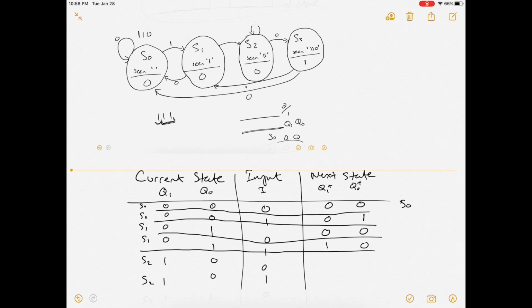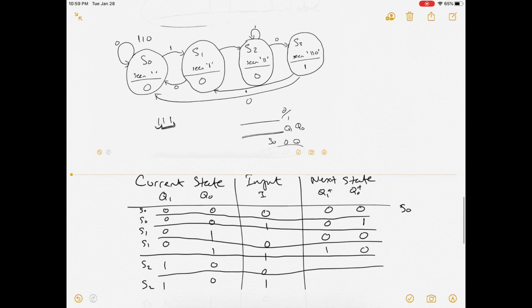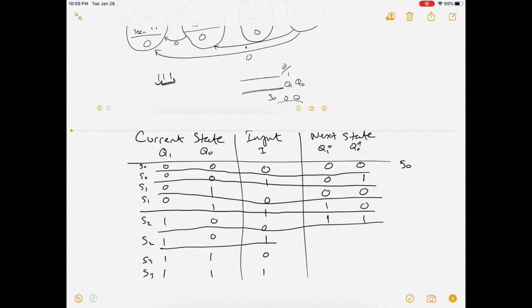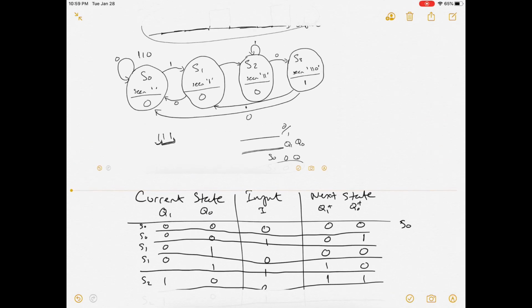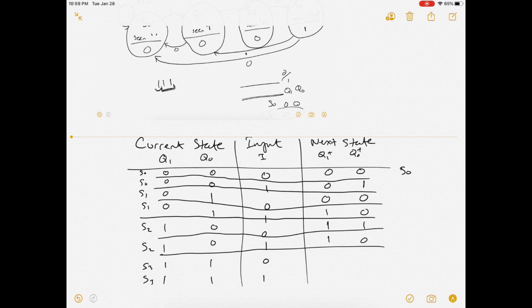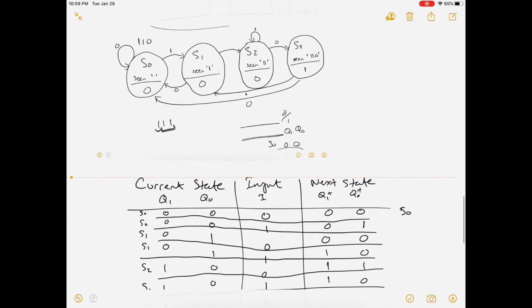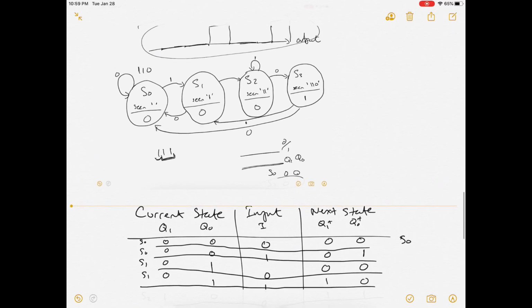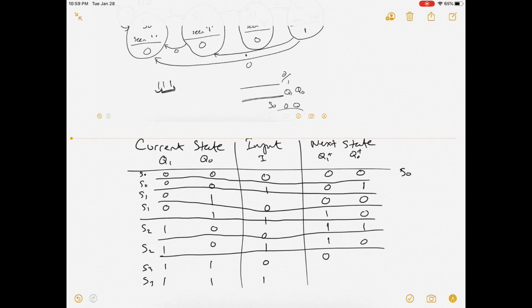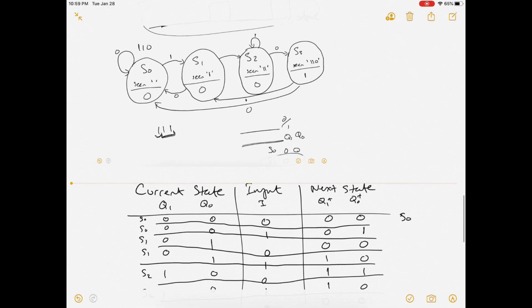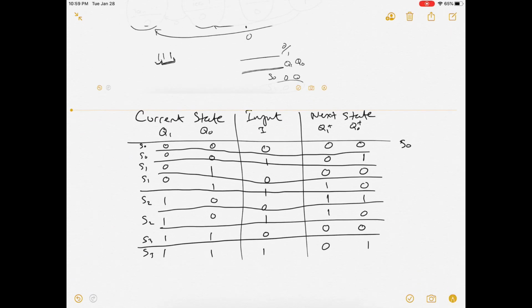Now we are in S2 and the input is 0. So in S2 with input 0, we're going to move to S3, which is 1 1. And in S2 with input 1, we're going to stay in S2, which is 1 0. If we are in state S3 and the input is 0, we're going to go all the way back to S0, which is 0 0. And if we are in S3 and the input is 1, we're going to go back to S1. So S1 would be 0 1.